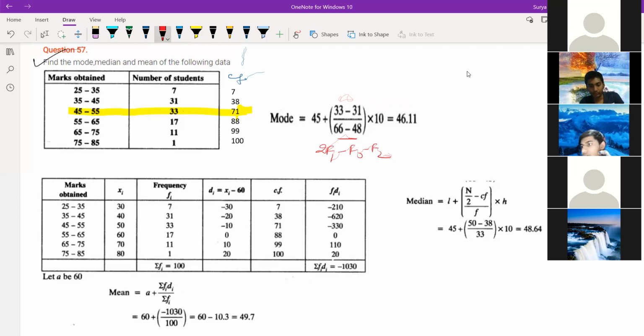Sir, I got median as 48.6. So just check where you made the mistake. Mode, are you getting it or not? Just check once again. Sir, everything is correct only. Everything is correct only, but mode is coming 45 only, right? Yes, sir. Okay, let me check once. 2F1 means 33 into 2, 66.